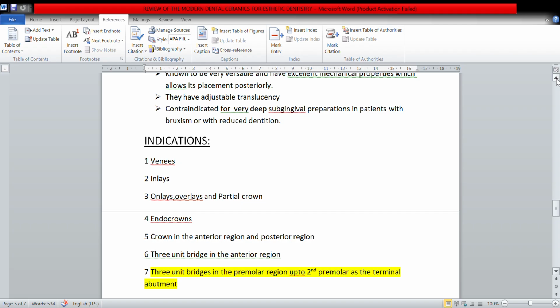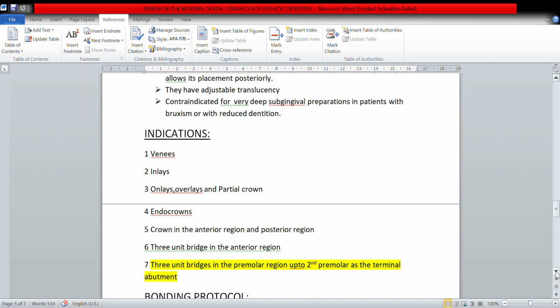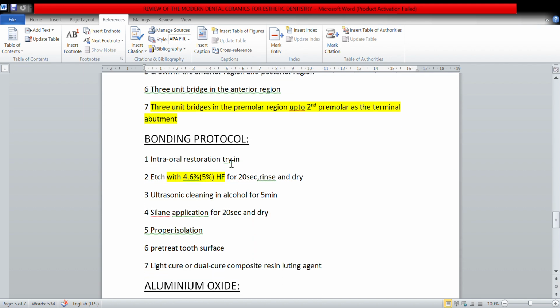After that, how will you bond lithium disilicates? The bonding protocol includes intraoral restoration trial again. Second, etch with 5% hydrofluoric acid for 20 seconds. Here you will find a lower concentration of hydrofluoric acid. The rest of the steps are the same: ultrasonic cleaning, silane application, proper isolation, pre-treating the tooth surface, and light-cure or dual-cure composite resin luting agents.